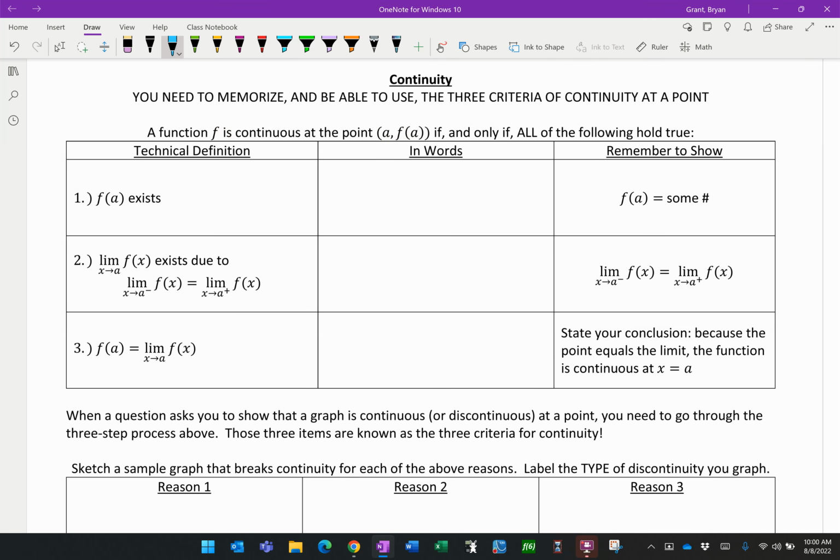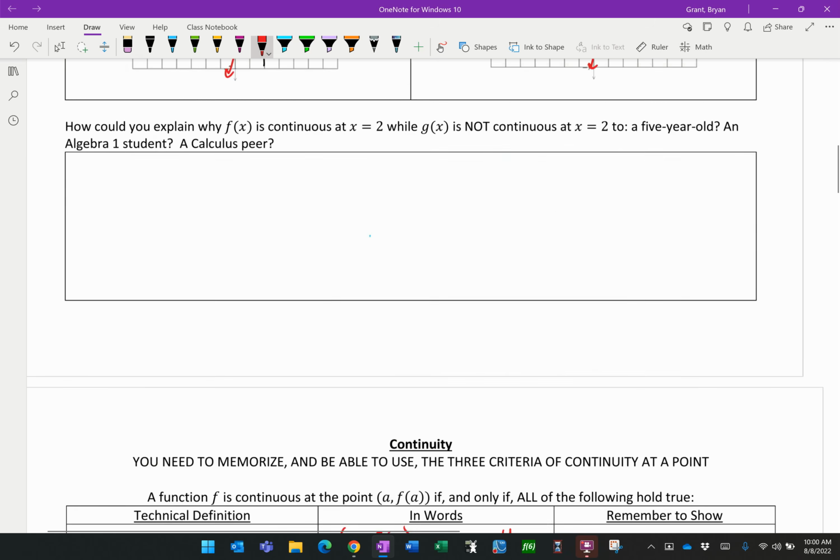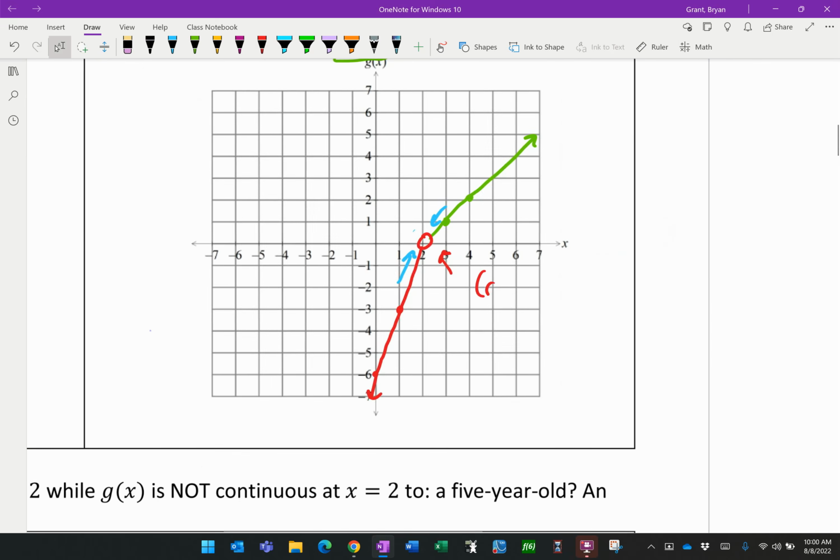So the first thing we need to make sure happens, and this is what didn't happen on the other page, is that f of a exists. Right? So f of a is like your y value. And if f of a exists, it really means that the point a comma f of a is on the graph. Now what is a comma f of a a fancy way to say? There's no limit here. This is the actual point, right?